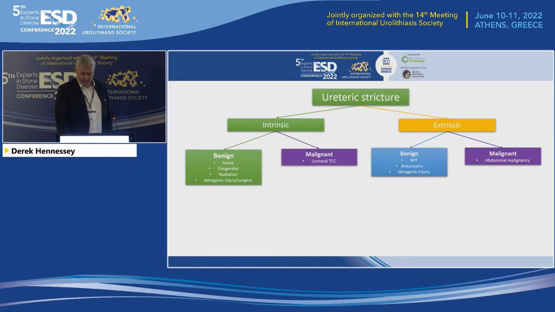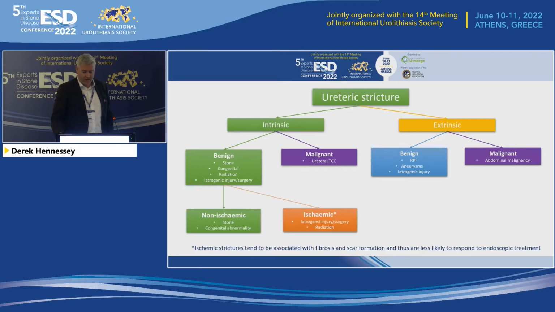Another classification of a benign stricture is if it's vascular or ischemic or non-ischemic. A non-ischemic stricture would be one which may have resulted from an impacted stone or congenital abnormality. And this is the area you should focus on if you want to endoscopically manage a patient.